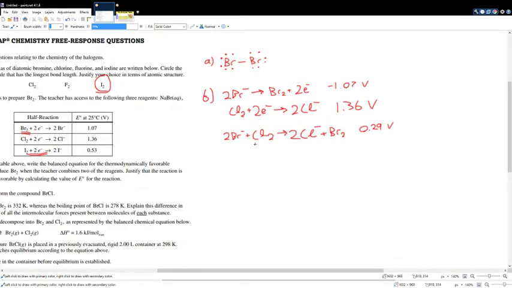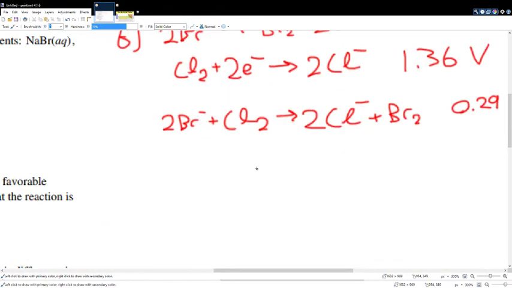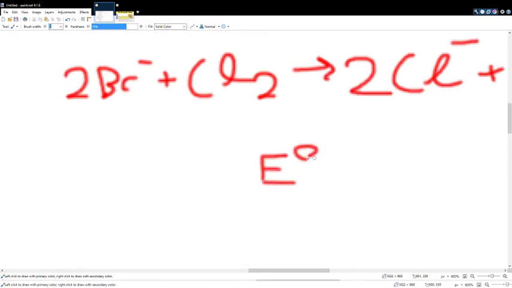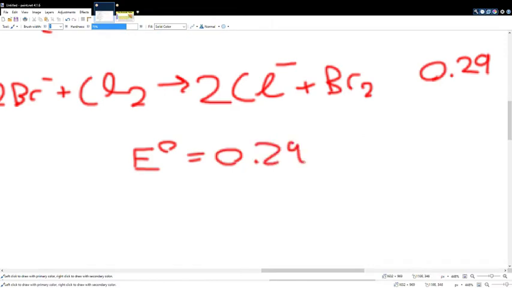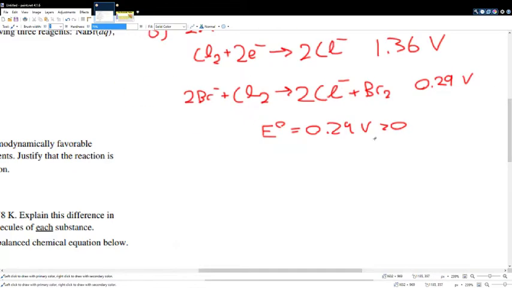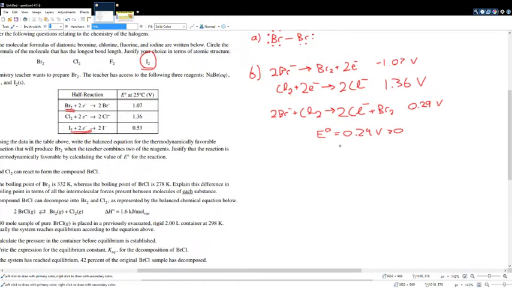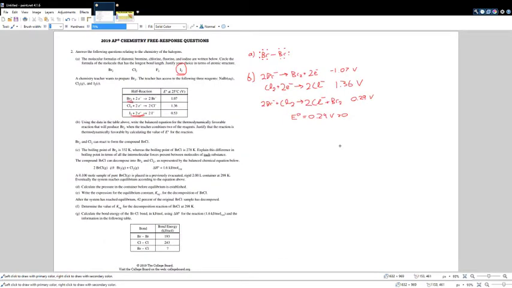And you justify this, you say thermodynamically favorable because E cell, you just write E is equal to 0.29 volts, which is greater than zero. Therefore, it's thermodynamically favorable. I'm not going to write that out. There's no point in me writing that out for you guys. So that's your answer for part B, and justify that with, you know, real English. Reaction is thermodynamically favorable because E is greater than zero.